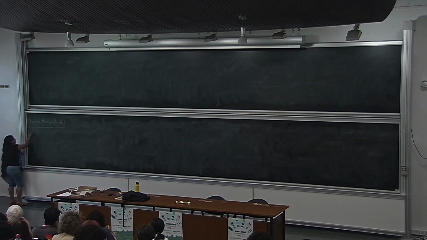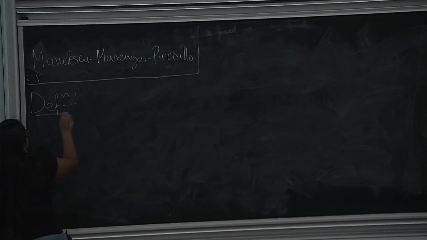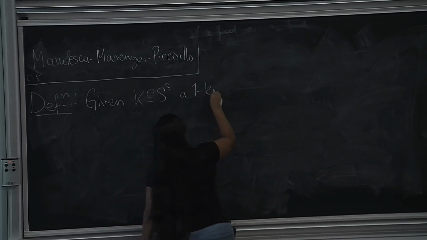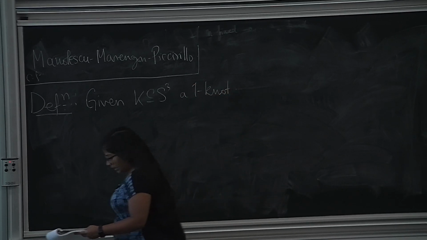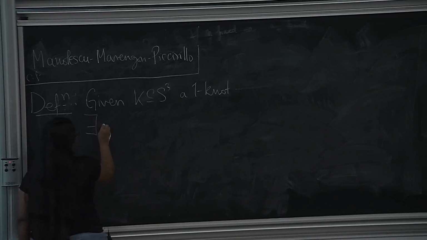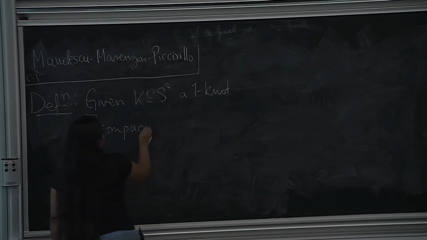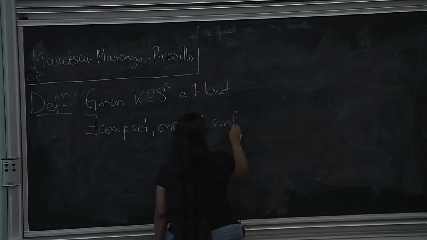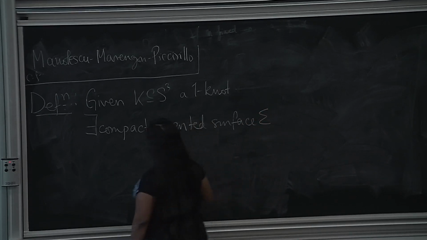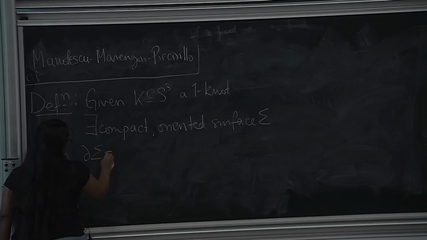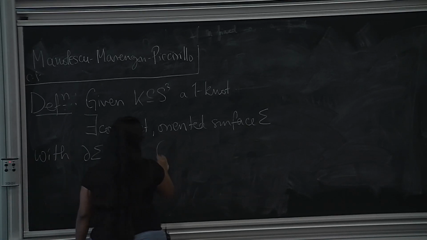Suppose you have a knot. You always have a compact oriented surface with boundary that knot. This is called the Seifert surface.